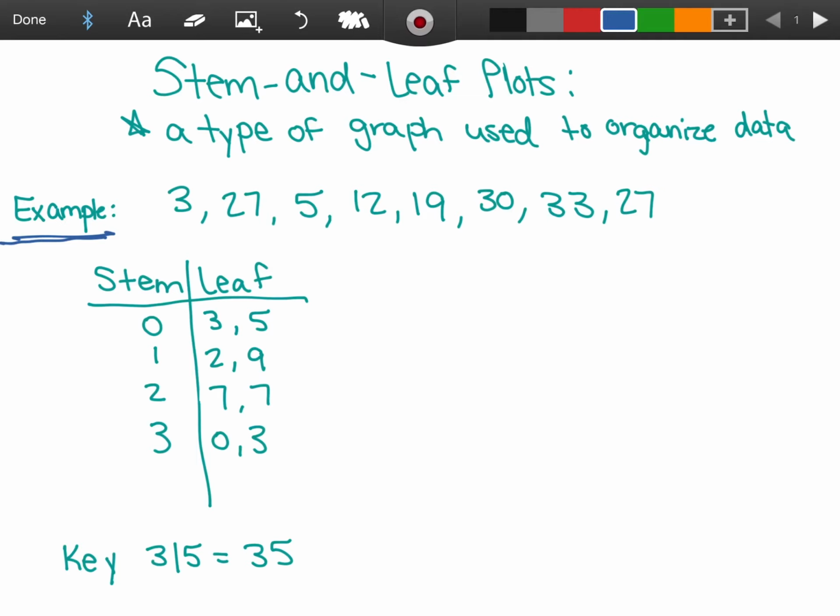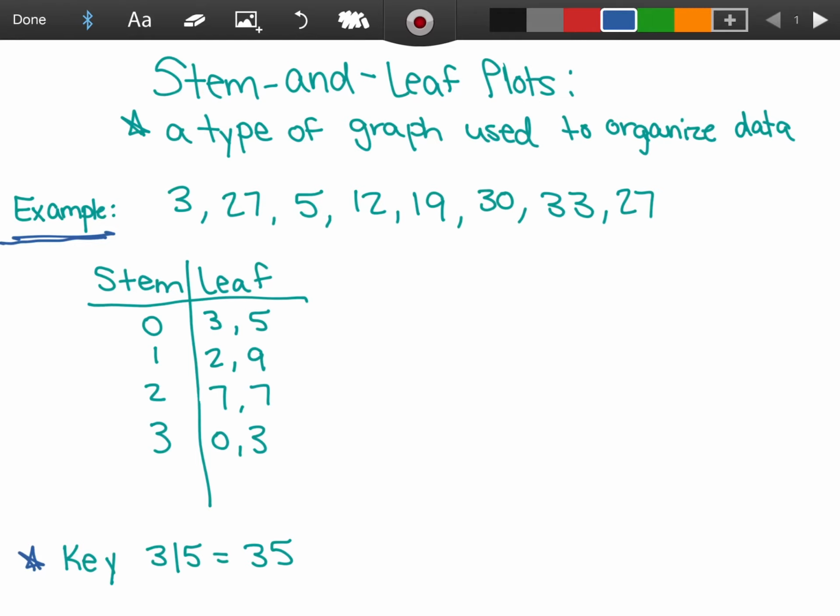So what I've done is that I've taken all of those numbers and put them into a stem and leaf plot. Now if you look down here at the bottom, they will usually give you a key that tells you how to read a stem and leaf plot. So a 3 on the left side and a 5 on the right side means 35. So if your stem is 3 and your leaf is 5, that means the number is 35.